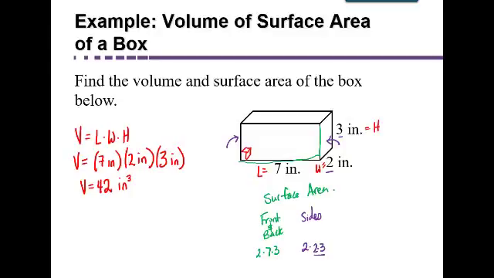And then the top and the bottom, the bottom you can see has dimensions 7 by 2. So the area of the bottom is 7 times 2, but the area of the top is as well, so we're going to double that. So the surface area is going to be, and sometimes we'll denote it SA for surface area, sometimes it'll just be S. But the surface area is going to be 2 times 7 times 3 plus 2 times 2 times 3 plus 2 times 7 times 2.